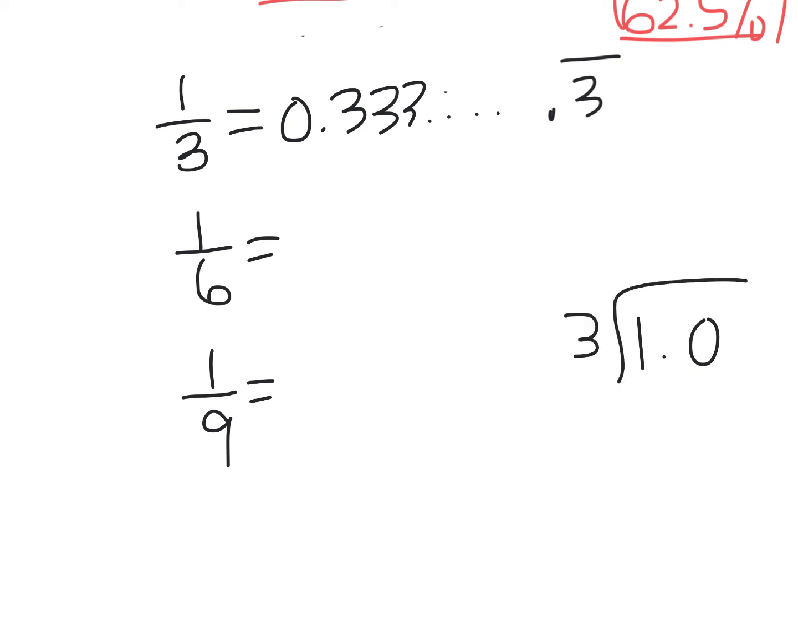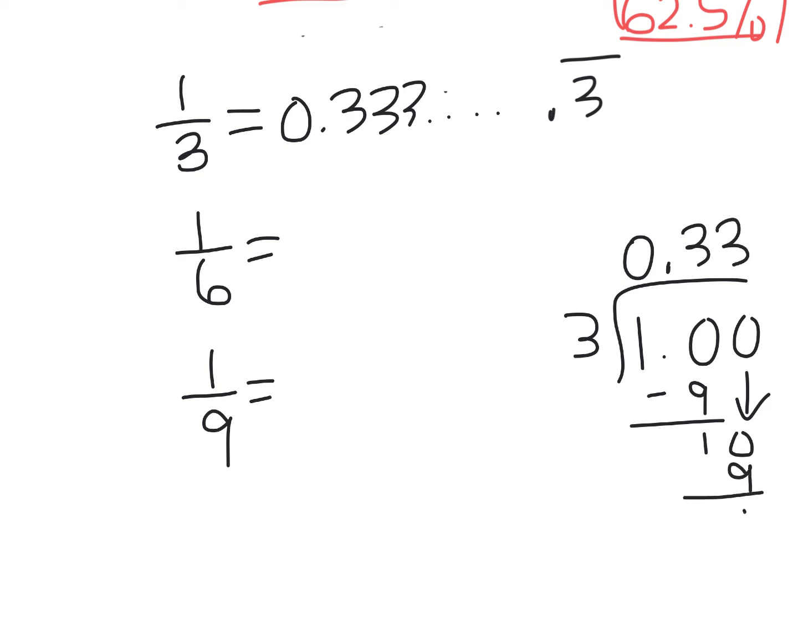1 over 3 is 1 divided by 3, so you're going to have 0. 3 into 10 is 3. 3 times 3 is 9. And you subtract, you get 1. Bring down a 0 here. And 3 into 10 is 3. 3 times 3 is 9. And this continues, and it just continues going on. So it's repeating threes. So now that you know 1/3 is repeating threes, can you figure out what is 1/6 and what is 1/9?